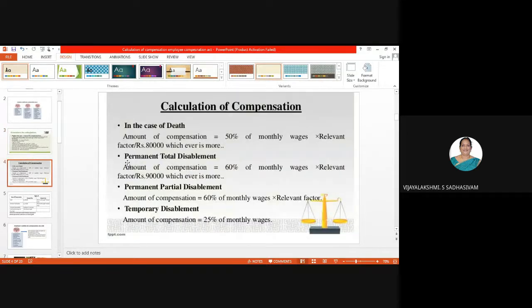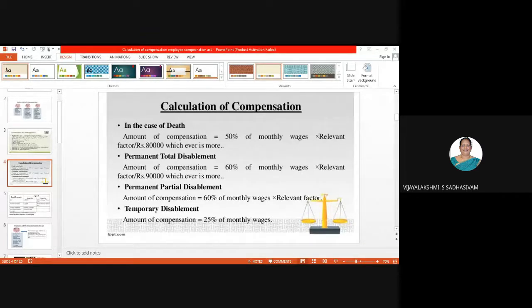Now, in case of the death of the employee, we have to take 50% as compensation. So we have the compensation as 50% of the monthly wages he is drawing into the relevant factor, or 8,000, whichever is more. So this is the compensation to be paid to an employee. Then in case of permanent total disablement, we will take it as 60% of the monthly wages. So in case of death, it is 50% of monthly wages, and in case of permanent total disablement, we will take that as 60% of the monthly wages into relevant factor.